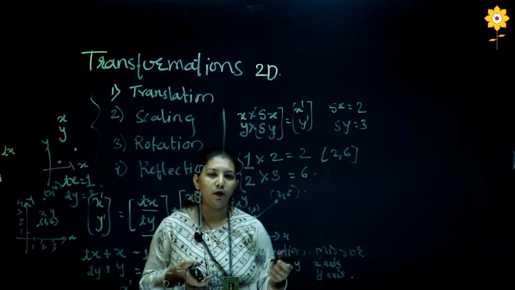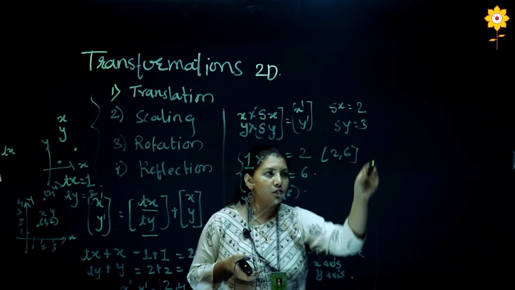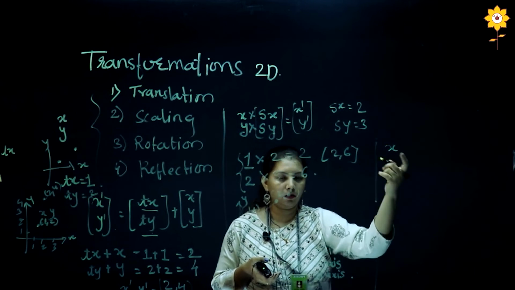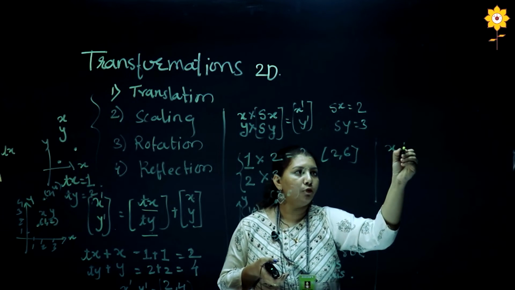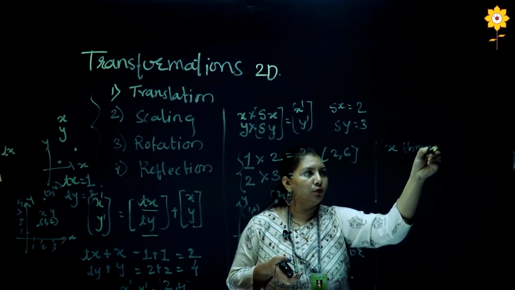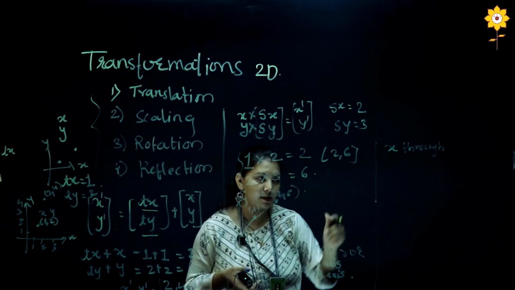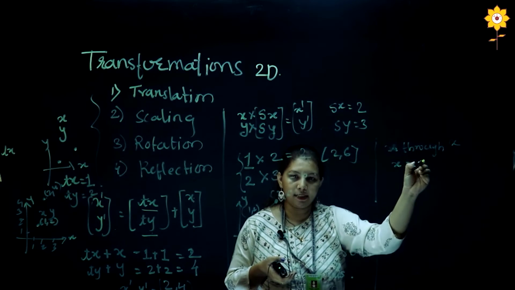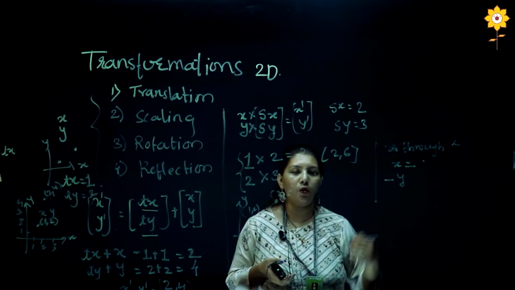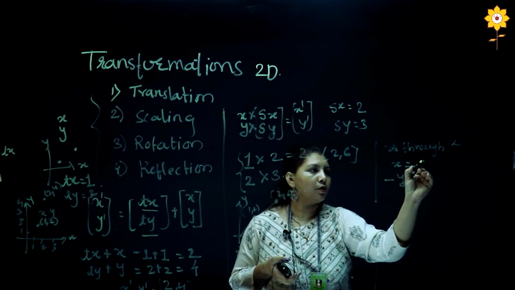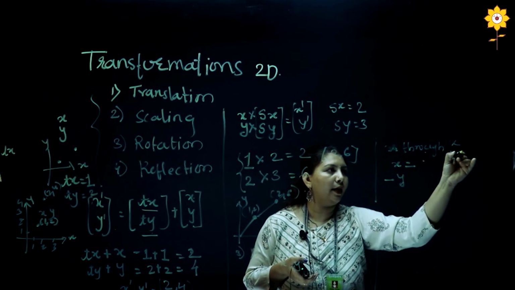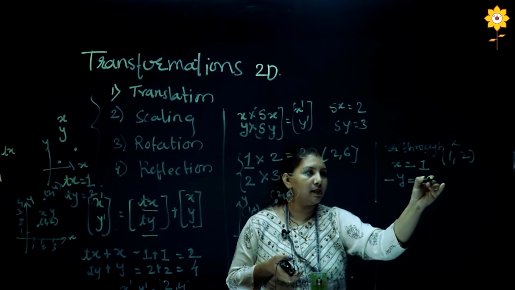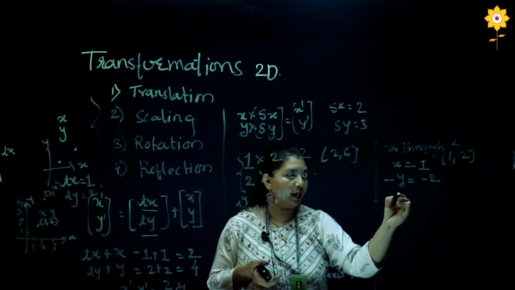Whenever I want to get the reflected image, first of all I have to specify through which axis I have to do the reflection. Suppose through x-axis I want to do the reflection, then we will keep the value of x as it is and we will take the value of y in negative terms. So suppose the value of x and y is (1, 2). Here my x will be as it is and the value of y becomes negative.